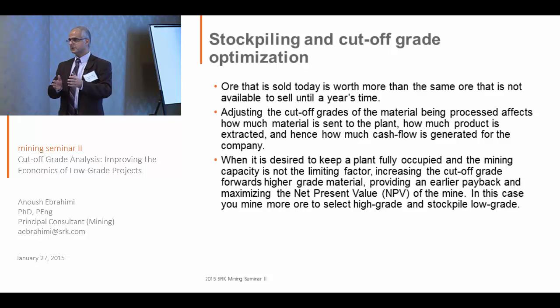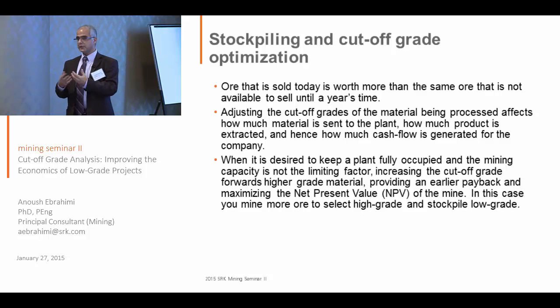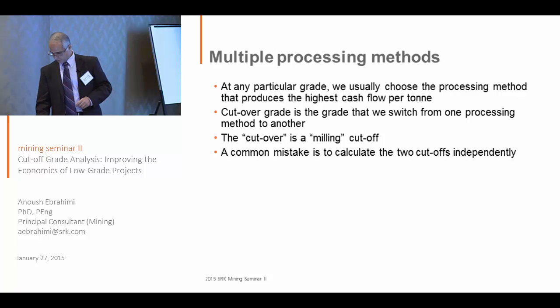So stockpiling policy goes hand in hand with cutoff grade analysis. And sometimes, if you spend more money on your mining capacity to speed up the production of the mine for the same mill, it is economically better, because you mine high grade faster, cash more money in advance, and basically you improve the NPV. So that's another thing that you should consider.